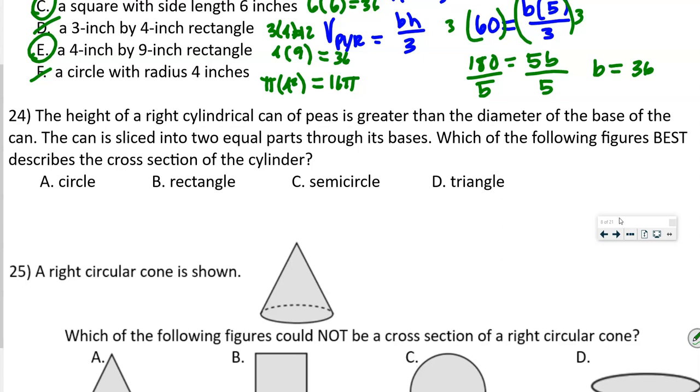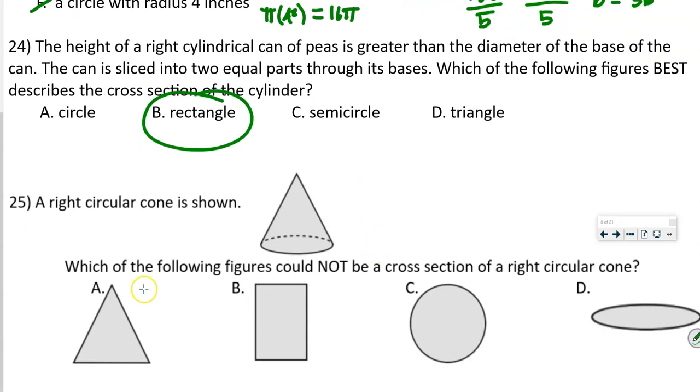The can is sliced into 2 equal parts through its bases. Which of the following best describes the cross-section of the cylinder? Well, that's just wordy, but we're basically asking if we cut the can in half, from top to bottom, what shape do we get? We get a rectangle, don't we?